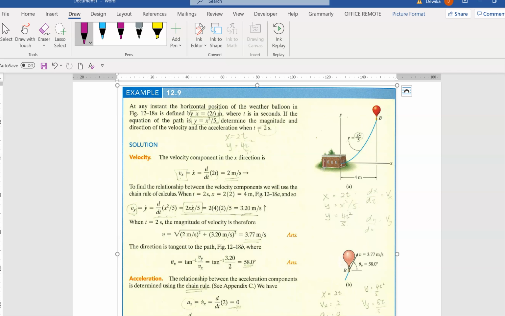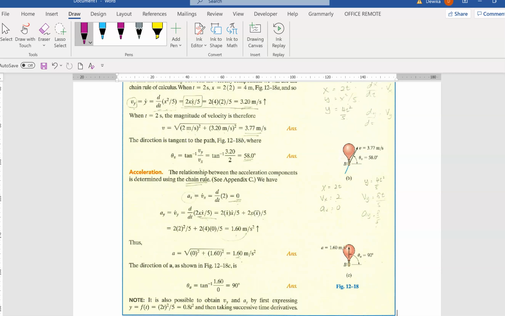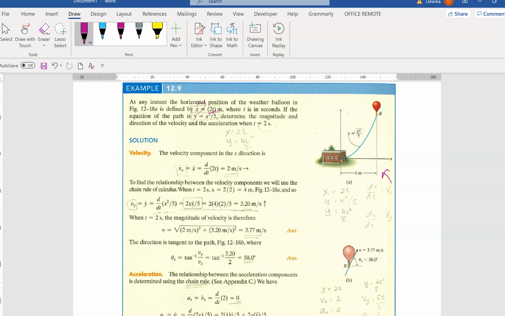At any instant, the horizontal position of the weather balloon in this figure is defined as x equals 2t. So the x-axis is defined by 2t with time, and the y-axis is defined by y equals x squared over 5. So x is 2t, and what is y? y is x squared over 5.